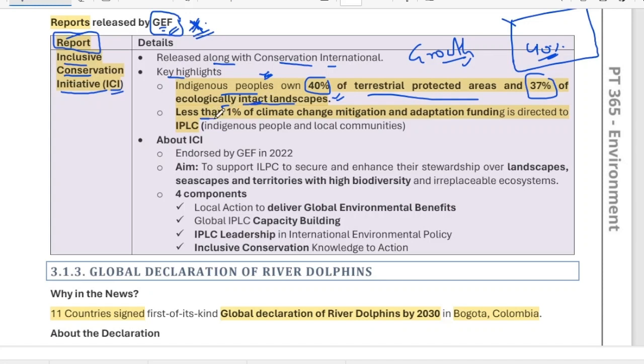Less than 1% of the climate change mitigation and adaptation fund is directed to IPLCs, indigenous people and local communities. Though these people are majority stakeholders in protecting the environment, maybe less than 1% of the fund is given to them. So this is like a dichotomy here. This report talks about this dichotomy and hence becomes important. Only these two facts are important. Otherwise, nothing as such is important.